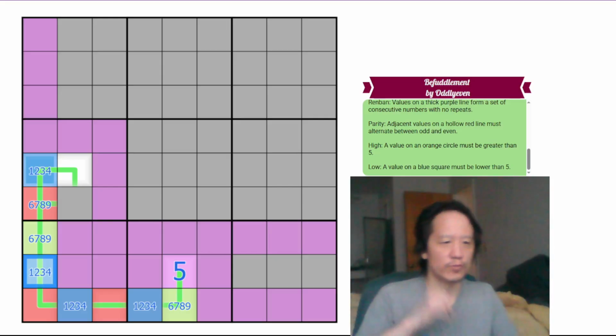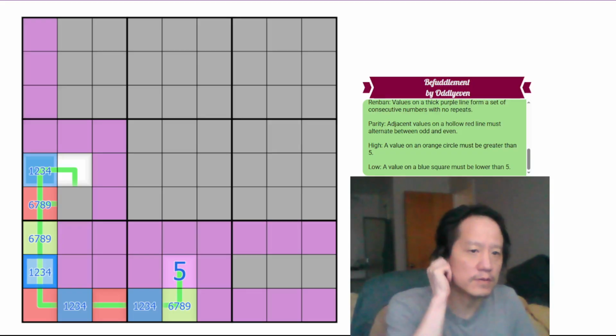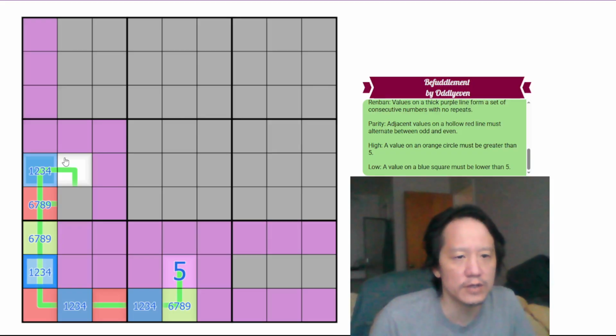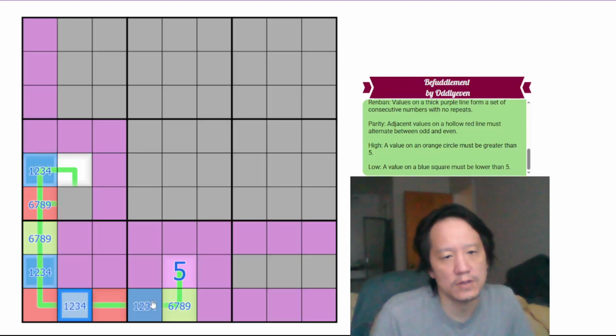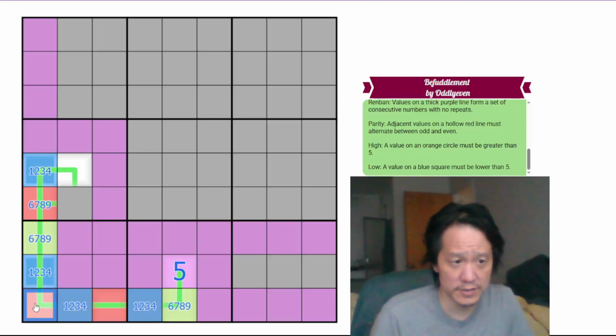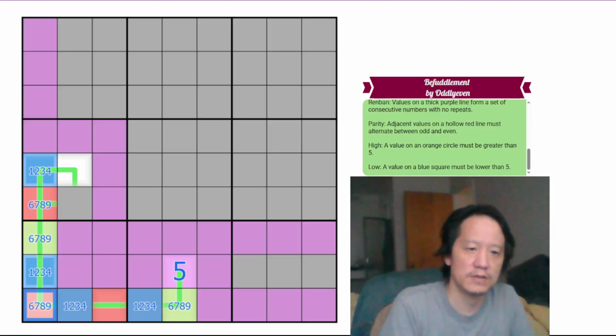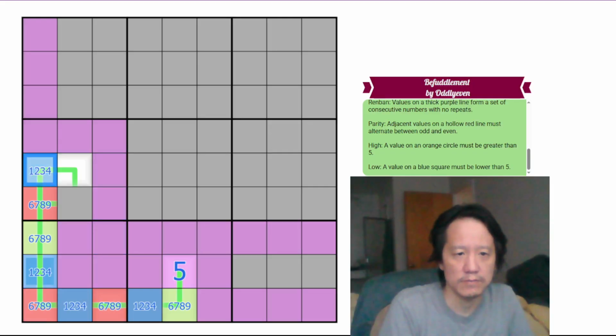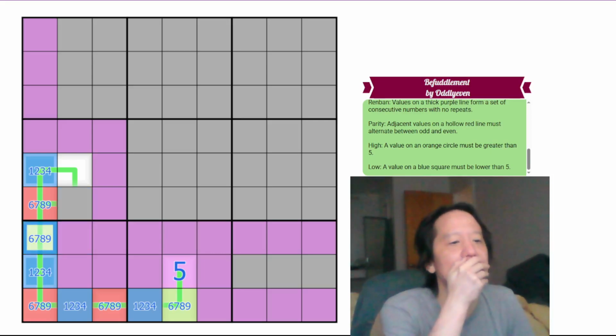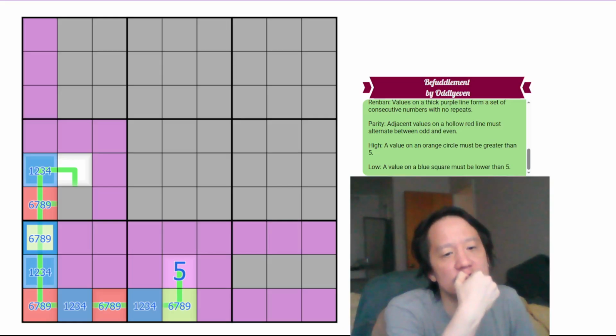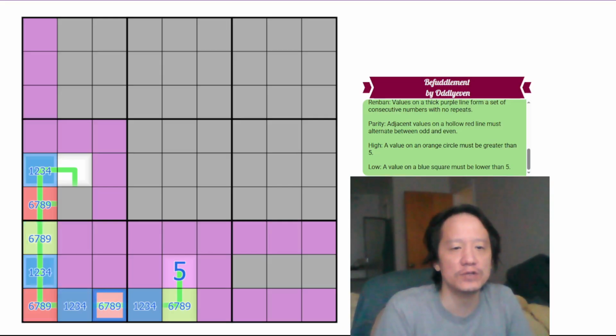Oh, that's a good question. Where is the 4 then? I guess the 4 could be here. So the rest of the values have to be 6 through 9. And 6 itself cannot be in between two unique digits. So this cannot be 6. This can't be 6.